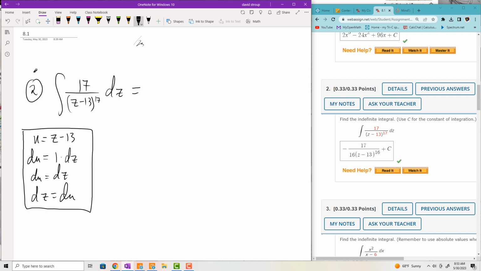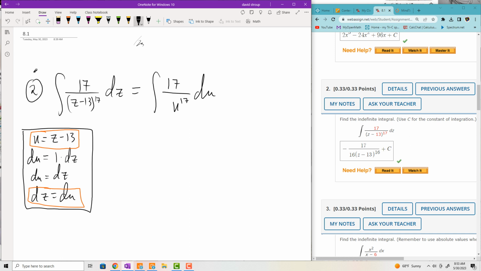Now I'm going to replace the thing in the parentheses with the U variable, and I'm going to replace the dz with du. Okay, so it's really only those 2 red boxes that I use for replacement. So I have 17 all over U to the 17, and then I'm replacing dz with du. So 9 times out of 10 for these simple integrals, you could apply the power rule.